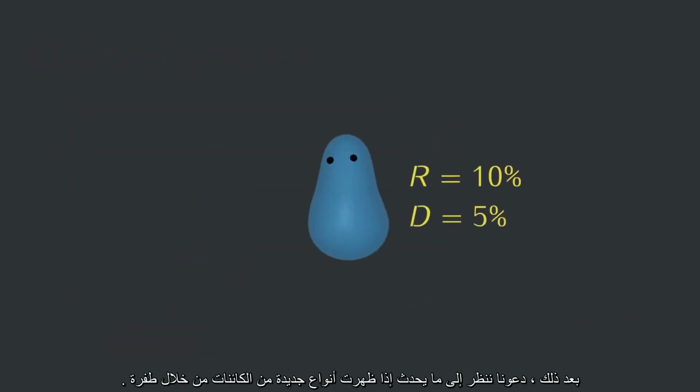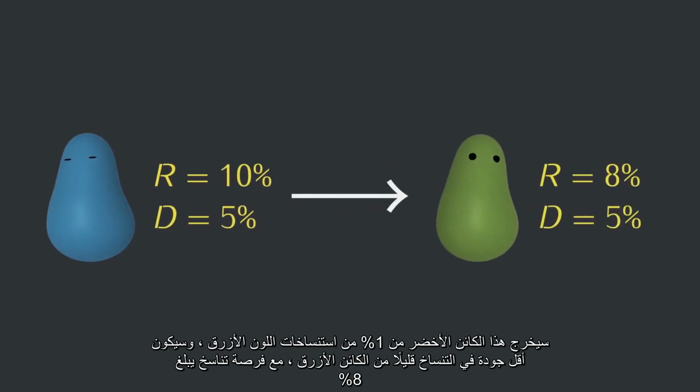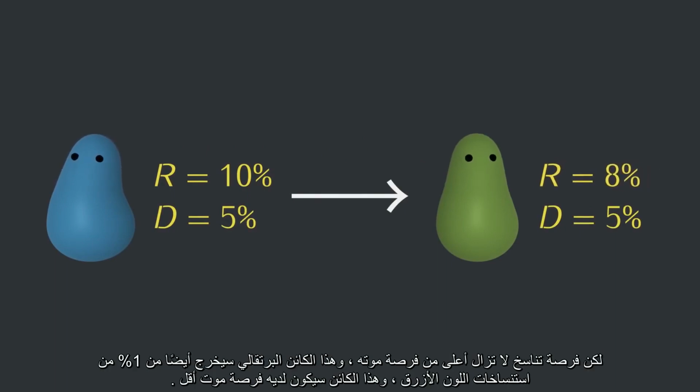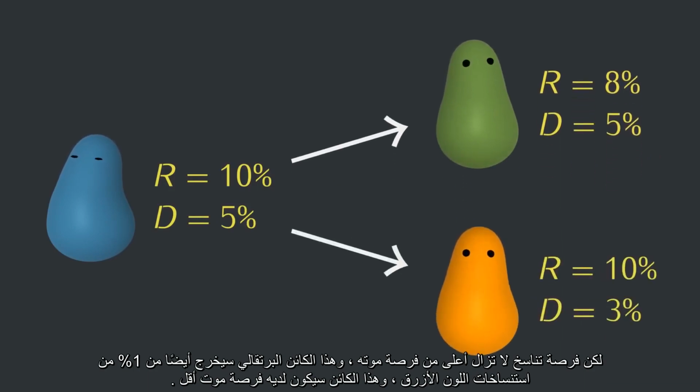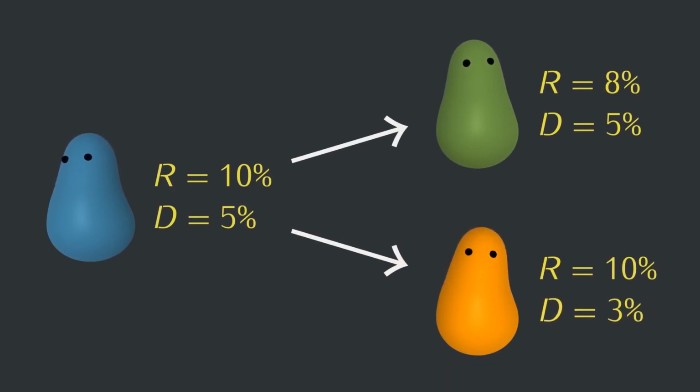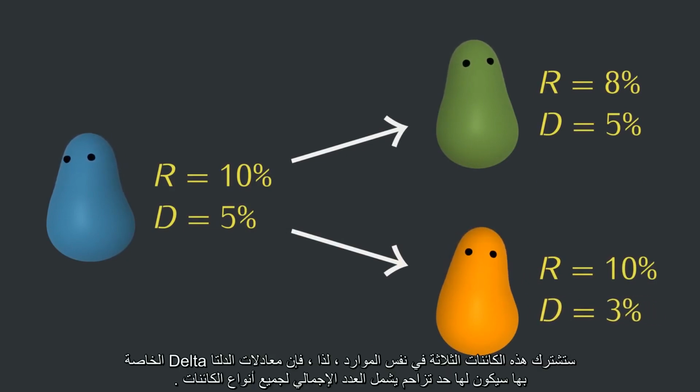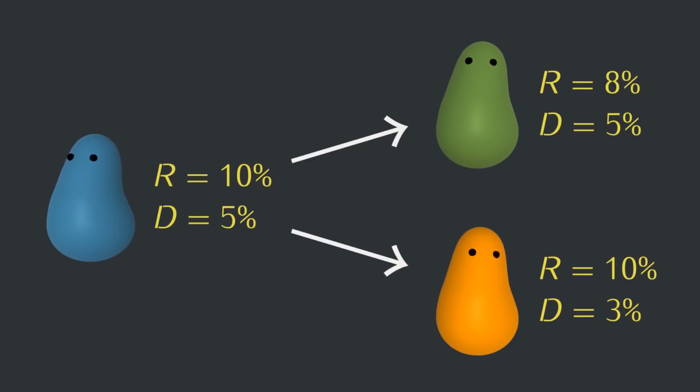Next, let's look at what happens if new kinds of creatures appear through mutation. This green creature will come out of 1% of blue's replications, and it'll be slightly less good at replication than the blue creatures, with a replication chance of 8%. But its replication chance is still higher than its death chance. And this orange creature will also come out of 1% of blue's replications, and this one will have a lower death chance. All three of these creatures will share the same resources, so their delta equations would have a crowding term that includes the total number of all kinds of creatures.